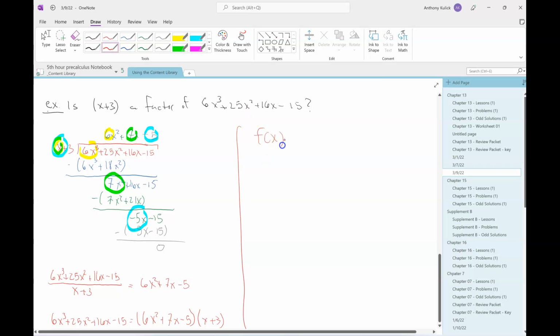So in this case, my f of x is 6x cubed plus 25x squared plus 16x minus 15. And my x minus k is x plus 3. So all I really need to do is evaluate f of negative 3 and see if that gives me 0 or not.